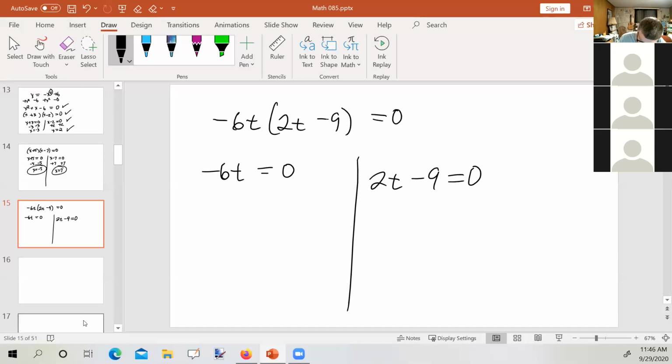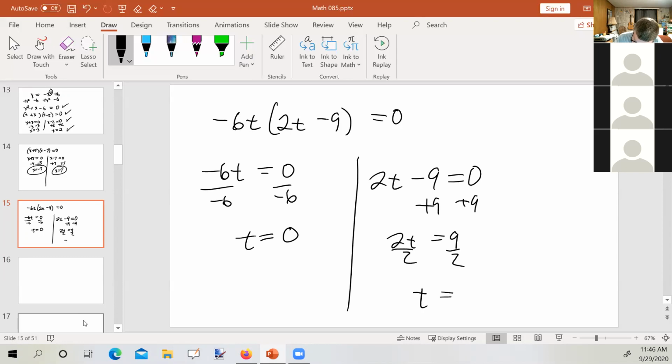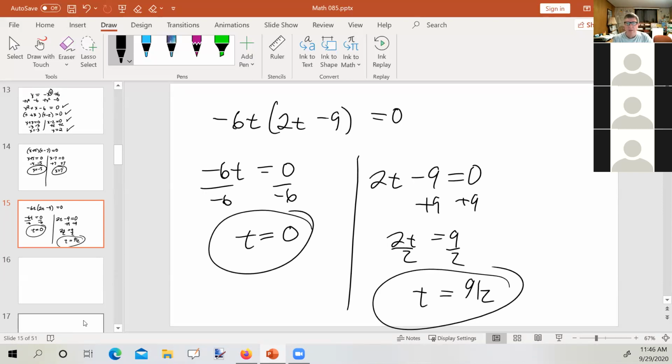The left equation, I'll divide both sides by negative 6. 0 divided by negative 6 is 0. The right equation, I will add 9, so I get 2t equals 9, then divide by 2, t equals 9 halves. So t equals 0, t equals 9 halves. Again, any questions about that?